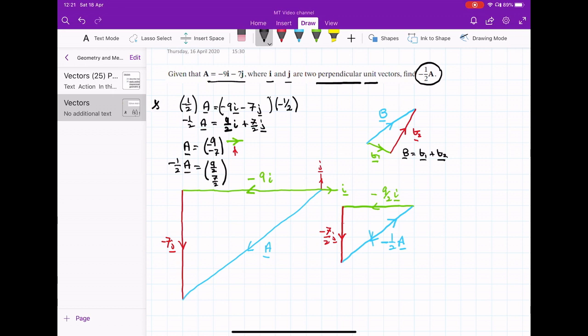Very importantly, these two representations mean exactly the same thing. They are simply different representations of a vector.